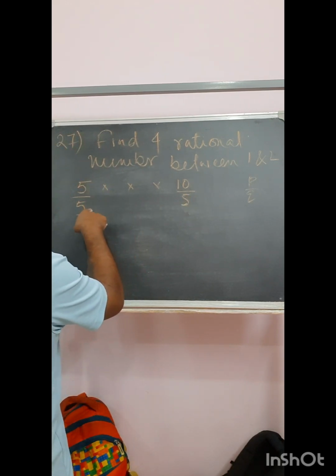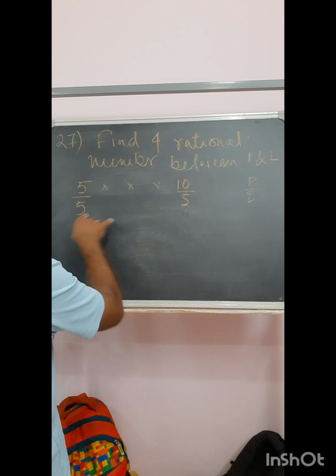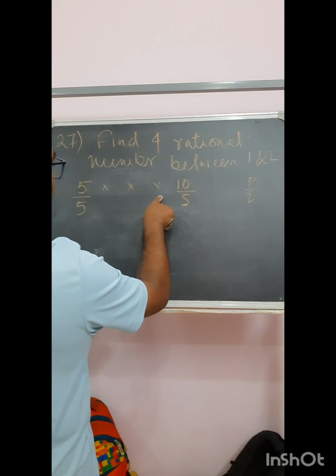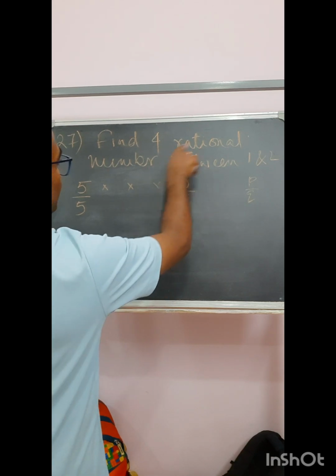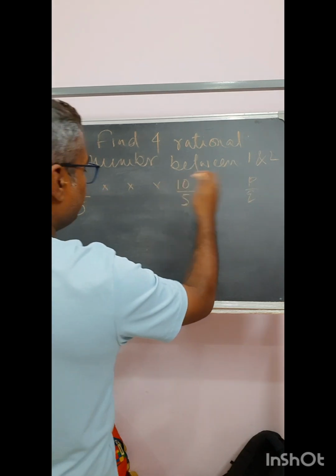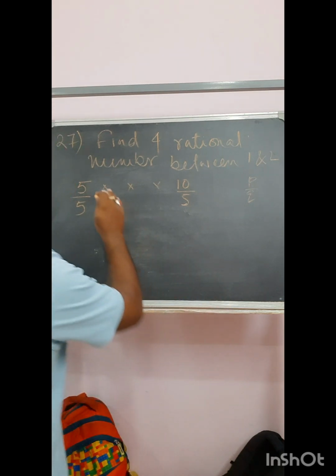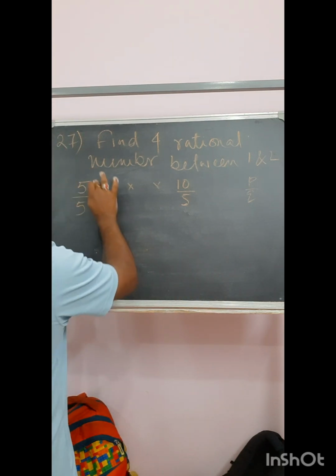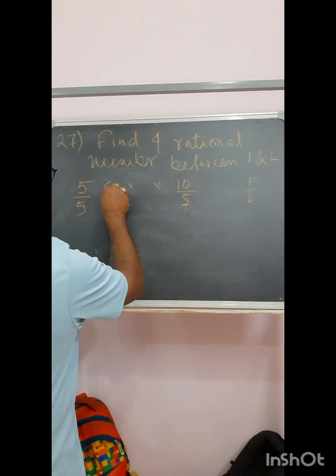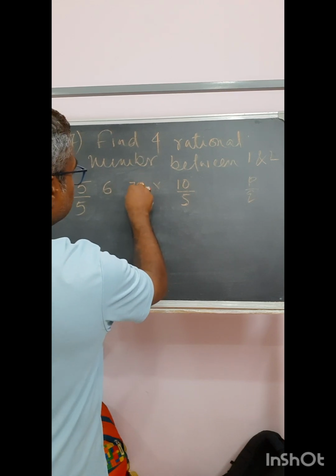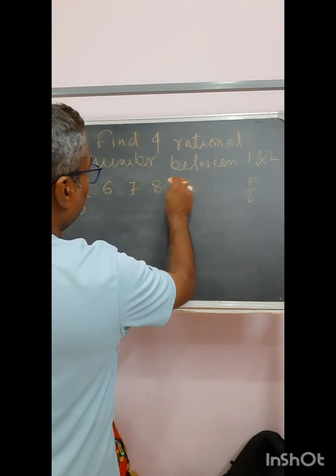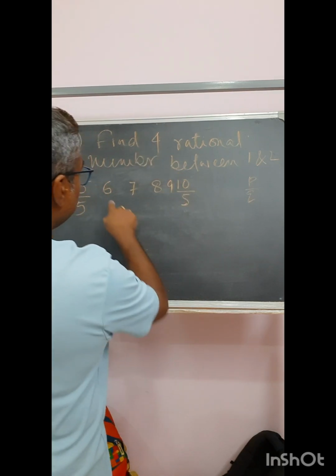The terminal numbers are the boundary numbers that are already given, 1 and 2, and in between I have to find 4 rational numbers. This can be anything, but to give it a uniform form, I am representing these numbers as 5 by 5 and 10 by 5. It will be easy for me to find the other numbers, because I only have to put 6, 7, 8 in between, and 9 also has to be there. So these are the 4 in between.